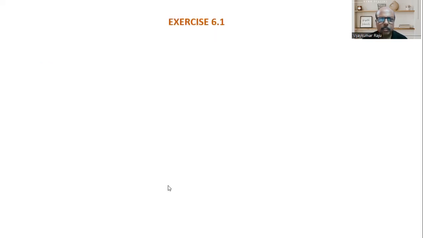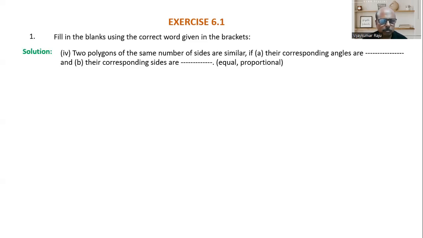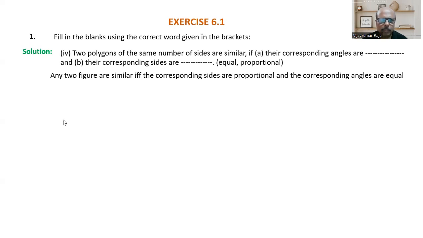Okay. Now let's continue with that exercise. Same first question, and it is the fourth bit. Polygon. The two polygons of the same number of sides are similar. That means if it's a pentagon, it's a pentagon; if it's a hexagon, it's a hexagon; an octagon, an octagon. So the number of sides is the same. Then the corresponding angles are dash and the corresponding sides are dash. Equal and proportional.